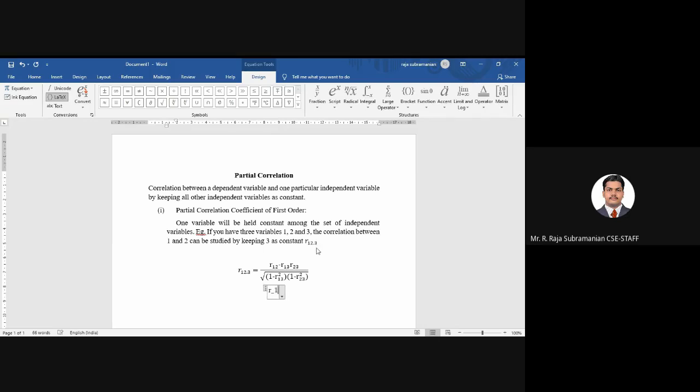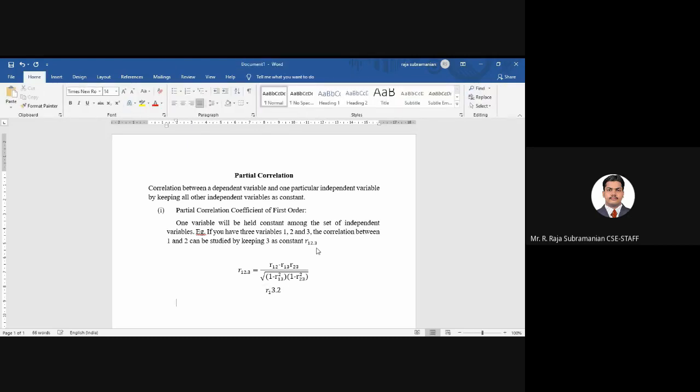What will be R13.2? Anyone? Can anyone say what will be R13.2? R13 minus... Yes, R13 minus R12 R32, whole divided by square root of 1 minus R12 squared and 1 minus R32 squared. R13 squared into what next? R32 squared.